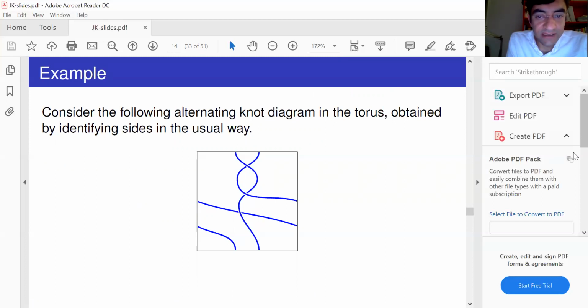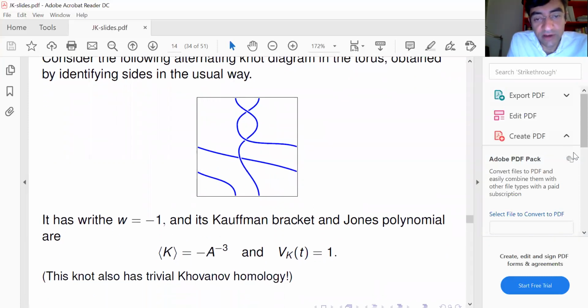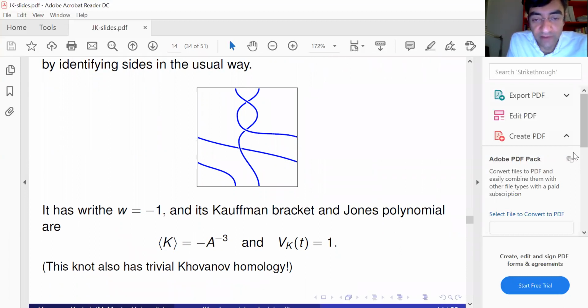Here's an example of a link in the torus. So here is the diagram. If you identify the sides and the top and bottom, you get the torus. So this is a diagram on a torus. It's a diagram of an alternating three-crossing knot. The writhe of this diagram is equal to minus 1. And if you use the usual Kauffman bracket, you get minus a to the minus 3, and that means the usual Jones polynomial is trivial, equal to 1. Even if you use a more powerful invariant, namely Khovanov homology, you still get trivial Khovanov homology for this knot.